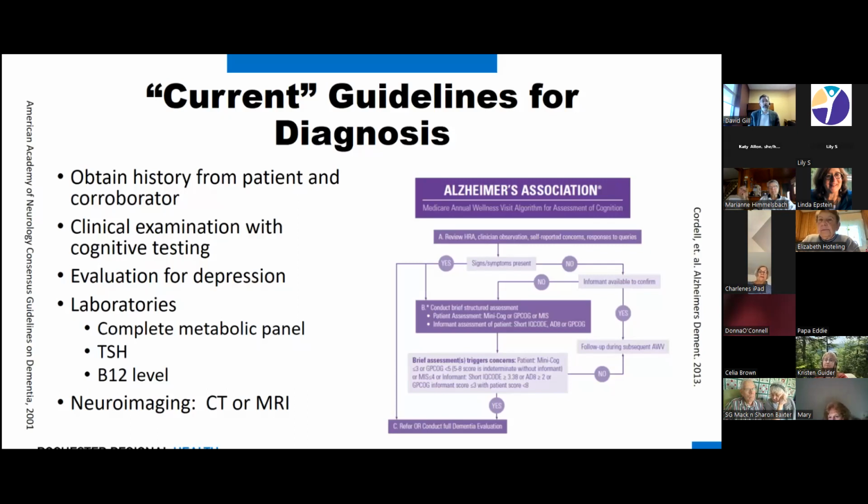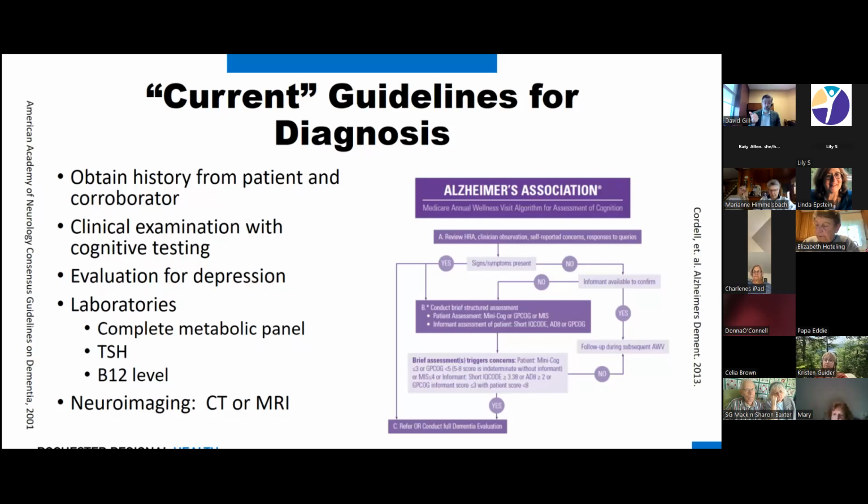The next most important thing is to make sure it's not something else. So we do that by evaluating for depression, because depression and anxiety can affect memory. We make sure we look for medical causes with blood work, and we make sure every patient has a brain scan. Ideally, an MRI is a much better picture of the brain.